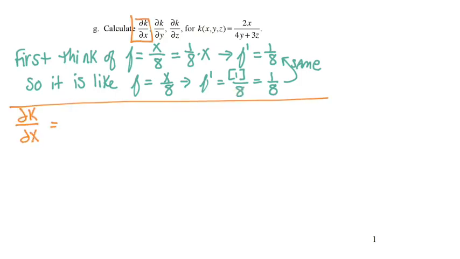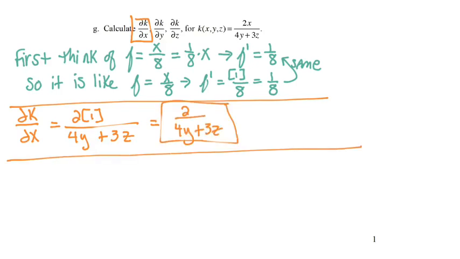I mention that because we're about to do that exact same thing for this problem that looks like it could take a quotient rule, but we're only taking the derivative of x, and x only shows up once, in the numerator, so we do not need a quotient rule. We'll just let that x turn into a 1 and leave the denominator as is to get a final derivative of 2 over 4y plus 3z.